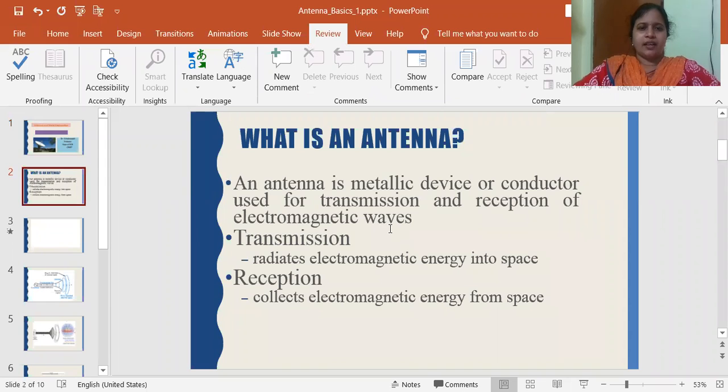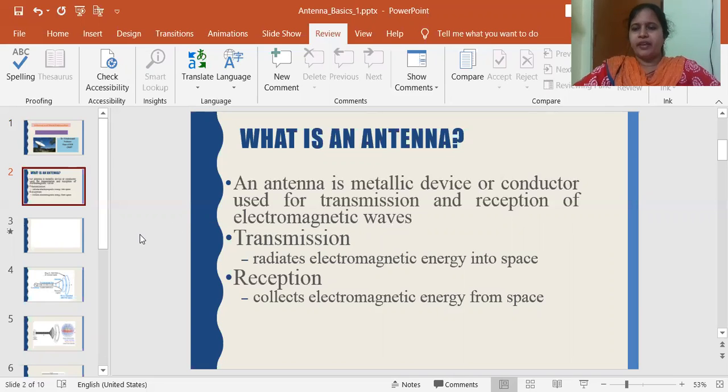What is an antenna? Antenna is a metallic device or conductor used for transmission and reception of electromagnetic waves. During the transmission, it radiates electromagnetic energy into space. While reception, it collects electromagnetic energy from the space.